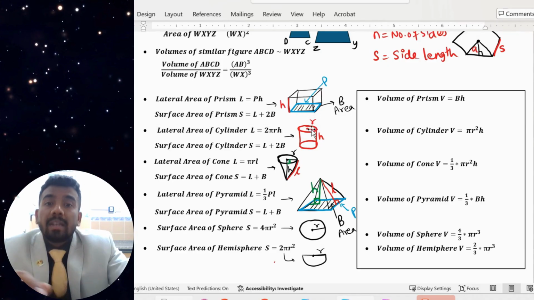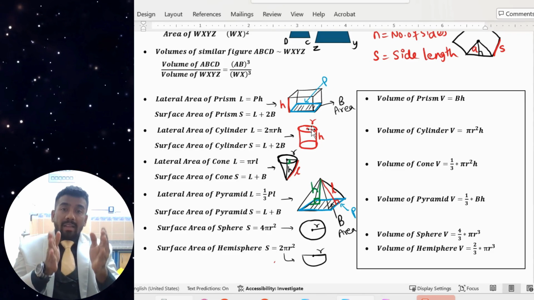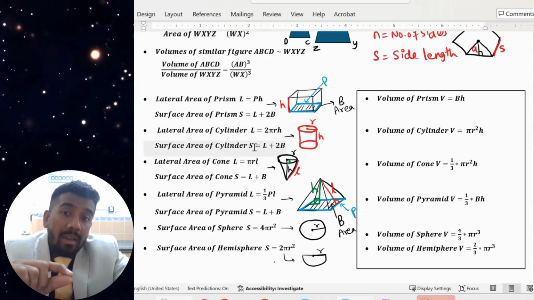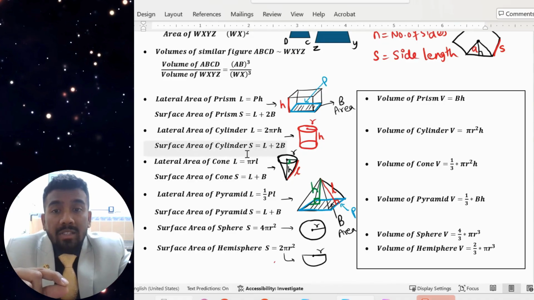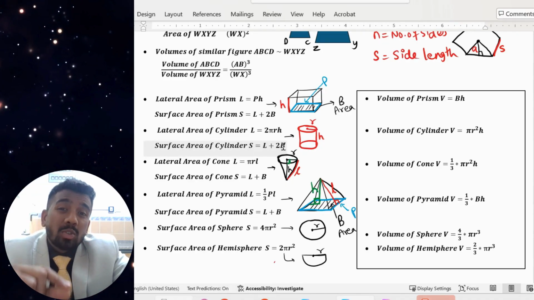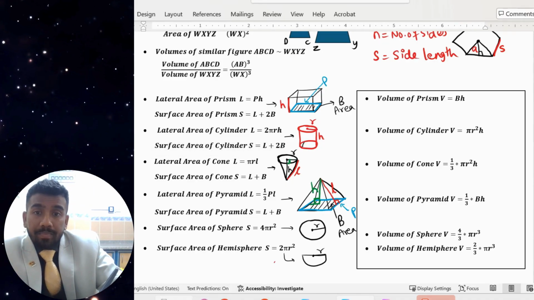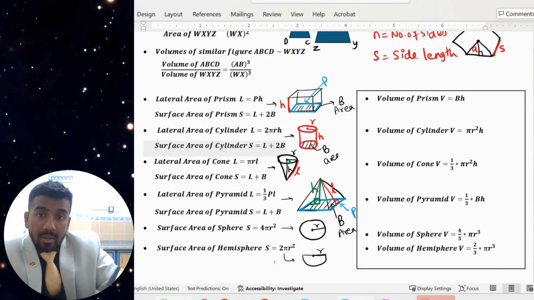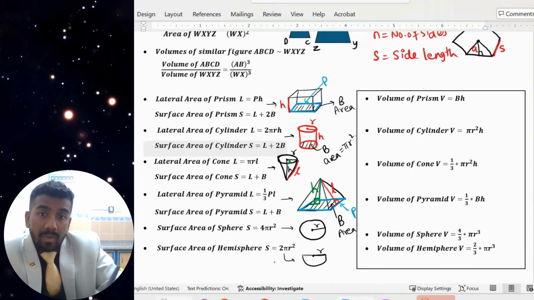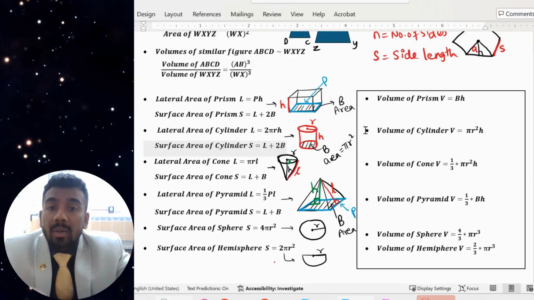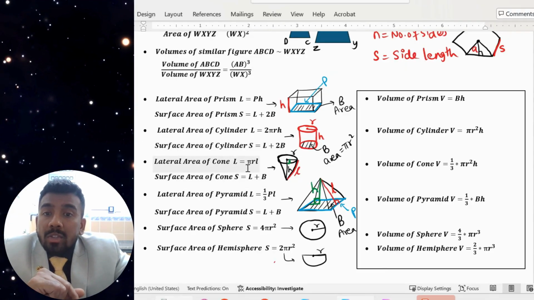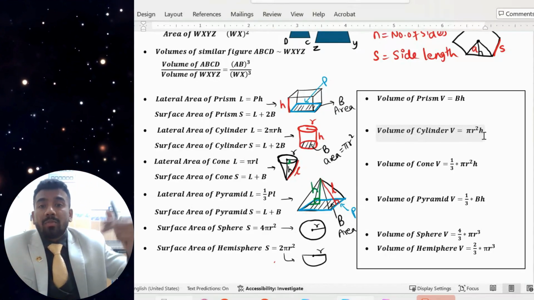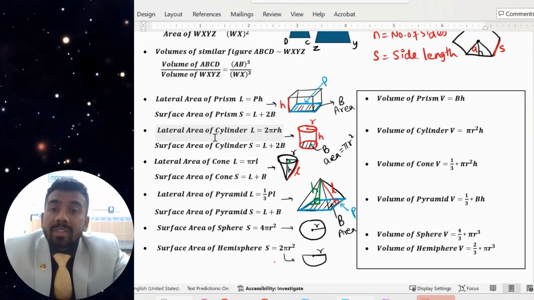Now what is a cylinder? A cylinder is like a can, where R is this, height is this. So what's the lateral area? 2 pi RH. R is the radius, H is the height. What's the surface area? L plus 2B. Again, what's this B? B is the base area. This base is a circle, so it will be pi r square. So you can remember it that way. Next, its volume will be pi r square h. Volume is just one formula, but for lateral area and surface area, there are two formulas.